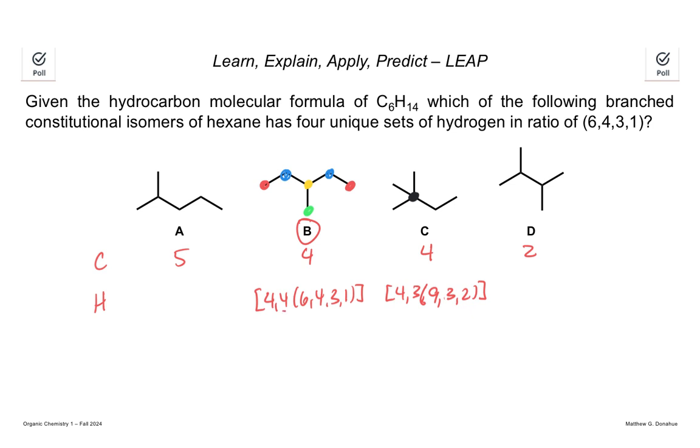So this number, 4 and 3, and then the ratios help us differentiate those two constitutional isomers, because that first number was the same for both.